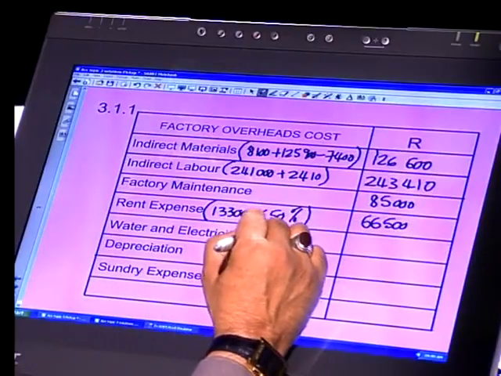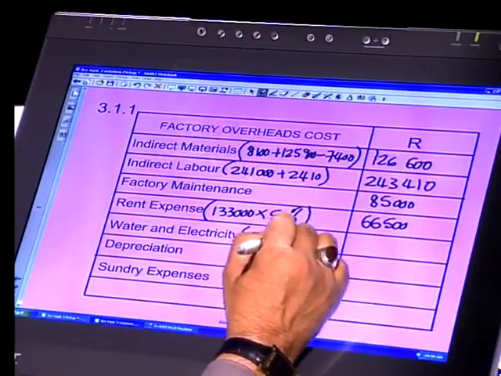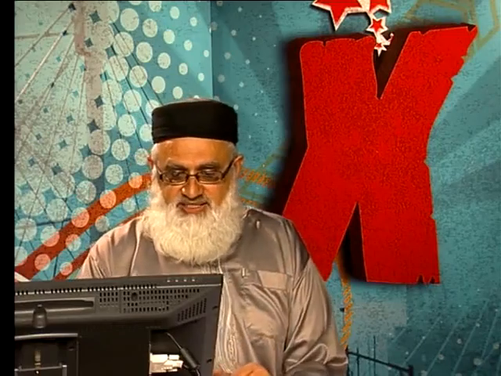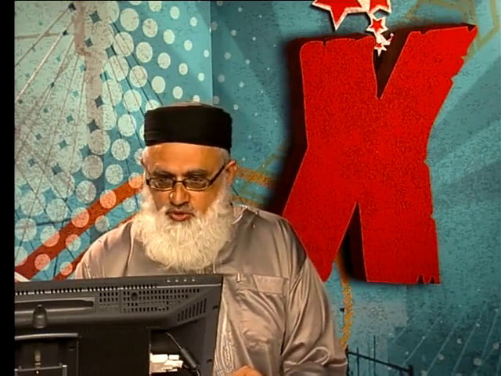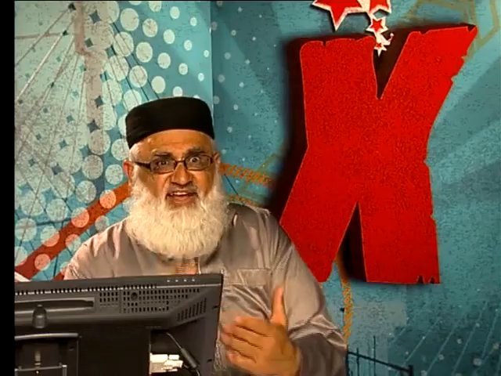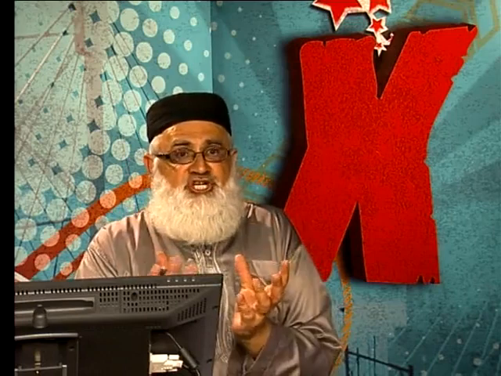So, what was the amount? Let's go back to the amount. The amount for water and electricity was 36,000 times, do you recall the percentage? 60%. That's right. And if we do that calculation, we get a figure of 21,600. Okay, next one, depreciation.